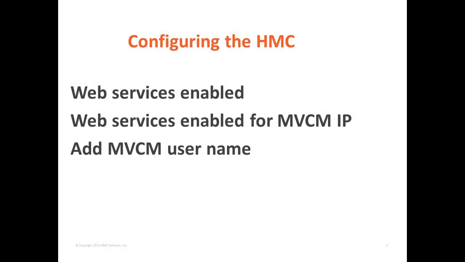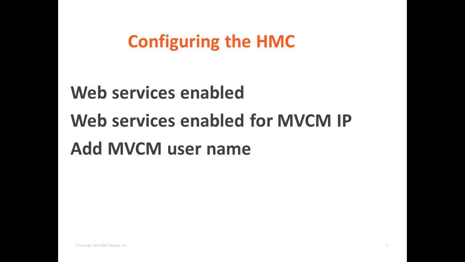Here are the items that your HMC administrator needs to address in order to allow access from the MVCM Linux server to the HMC API. 1. Check to make sure that web services are enabled. 2. Check to make sure that the web services are enabled for the IP address of the MainView console management server. Keep in mind that there are often dual NICs in the MVCM server. This is to access both the public and private LANs. You should select the IP of the NIC that is on the same LAN as the HMC.